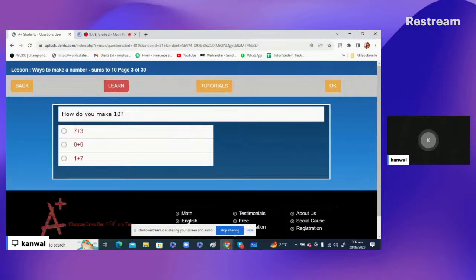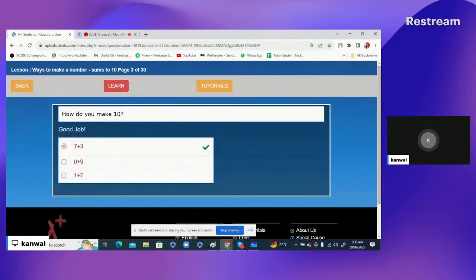Okay, how do you make 10? How do you make 10? 7 plus 3, 0 plus 9, or 1 plus 7? So when you add 7 with 3, then you got the answer 10. When you add 0 with 9, answer should be 9. And 1 plus 7, the answer is 8. So it means that your option A is right because 7 plus 3 is 10. Okay. Hope you guys understand this lesson.